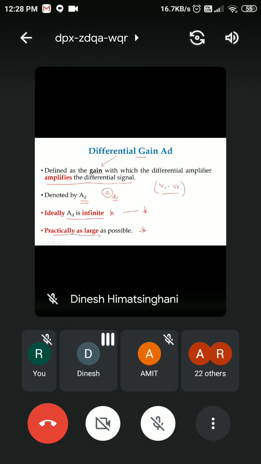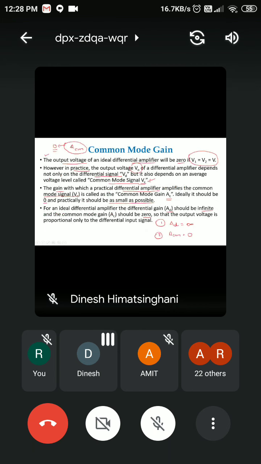Then there is another term called AC, or ACM. Some books call it AC, some books call it ACM. It is the common mode gain. The common mode gain is the gain that amplifies the common mode signal. What should be the ideal value of common mode gain? 0. Practically, it should be as low as possible.